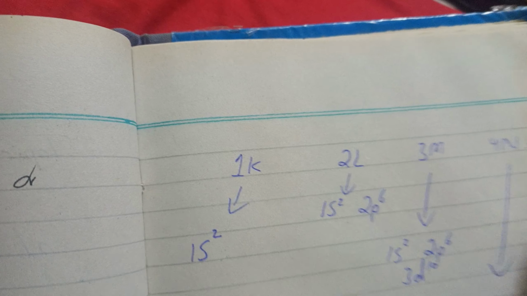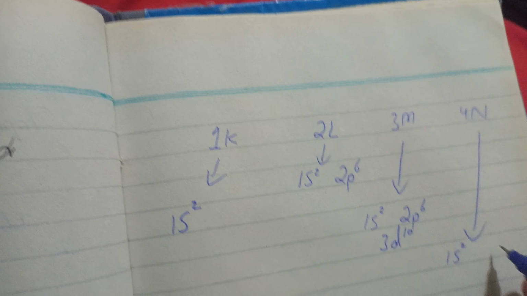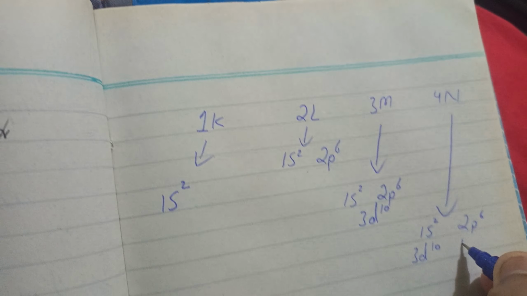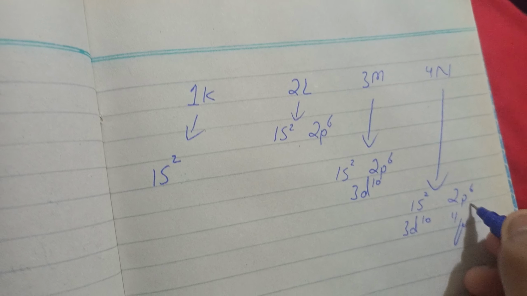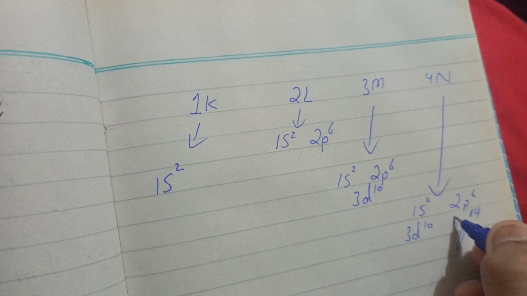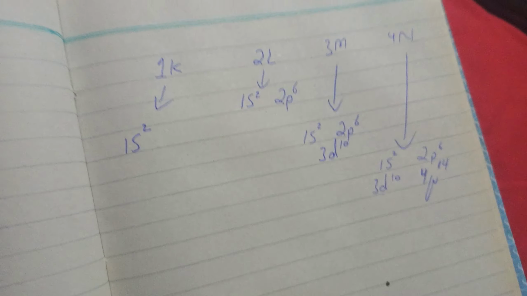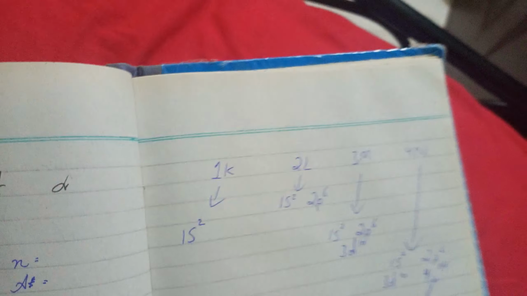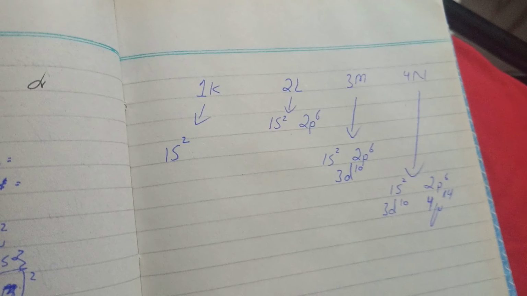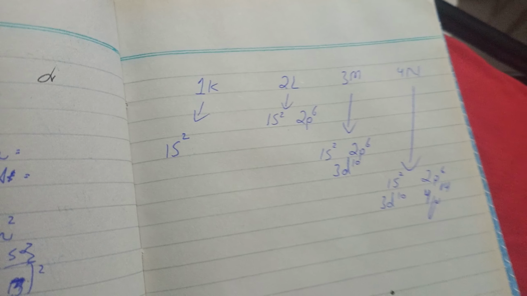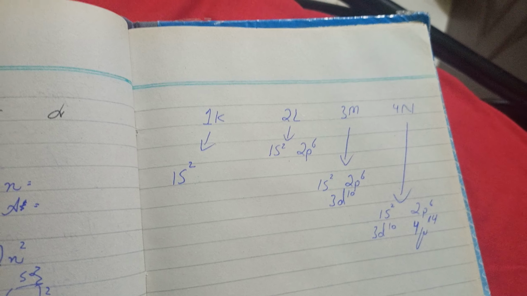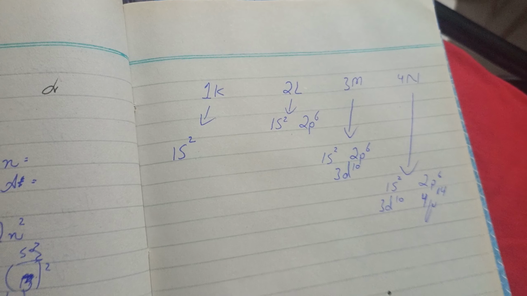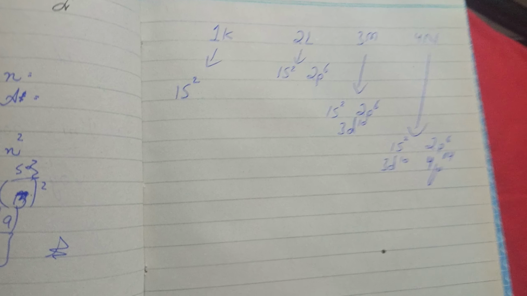For the fourth, 1S squared, 2P to the power 6, 3D to the power 10, and finally 4F to the power 14. This is how we write that. These are the orbits, and these are the suborbits, which are the parts of the orbits. In further videos we'll discuss how the suborbits lie on the axes and everything about them.